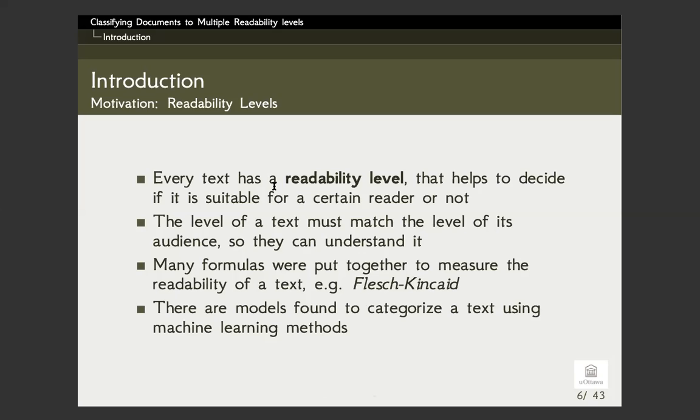Every text has a readability level that helps to decide if the text is suitable for certain readers or not. The level of a text must match the level of the audience so they can understand the message behind it. Many formulas were put together to measure the readability of a text, like Flesch and Kincaid, Gunning Fog, SMOG, and others. There are also models found to categorize text using machine learning methods.